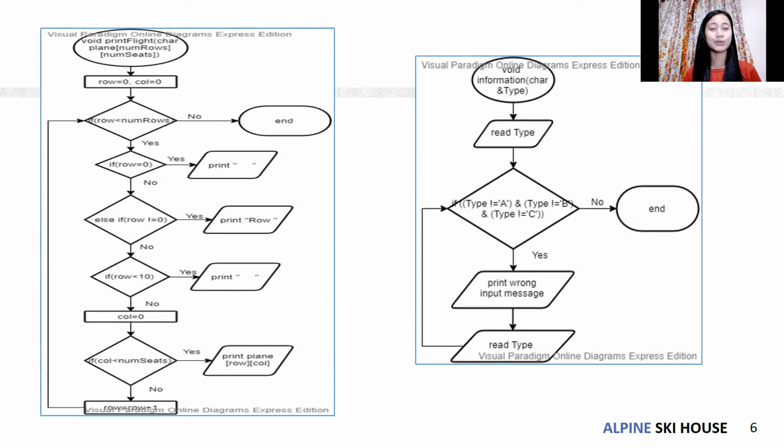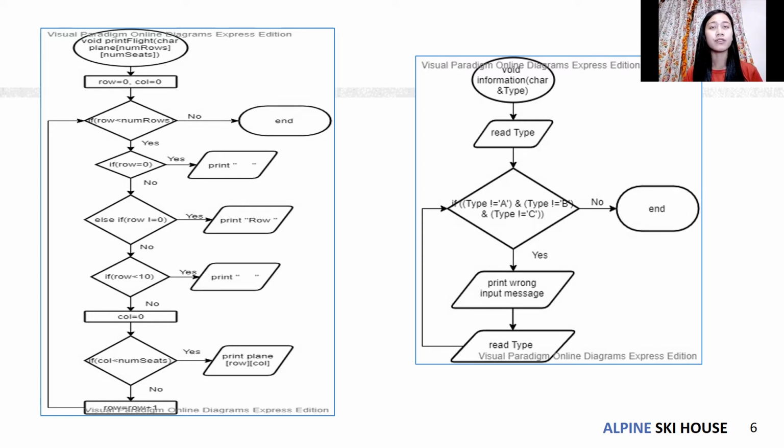The second flowchart shows we start from the number of seats, and then the flow direction goes to the process box. From the process box, the flow direction goes to the decision box. The flow direction of no goes to the end, and the flow direction of yes goes to the second decision box.